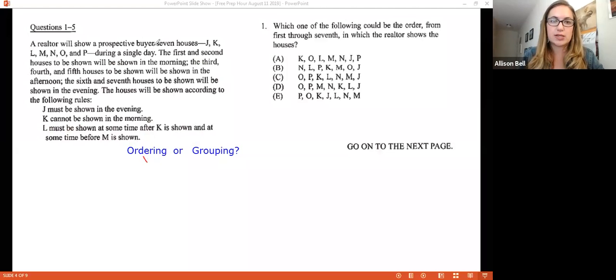One of the questions that I ask myself when trying to decide that is, does this ordering game involve any subgroups? So is this just a string of 7 letters and I need to put them in order and that's all I need to worry about? Or are they somehow divided in a particular way? In this case, we have some subgroups. We're told that we're going to have this day divided up into morning, afternoon, and evening. And that means that I need to account for that in some way on my diagram.